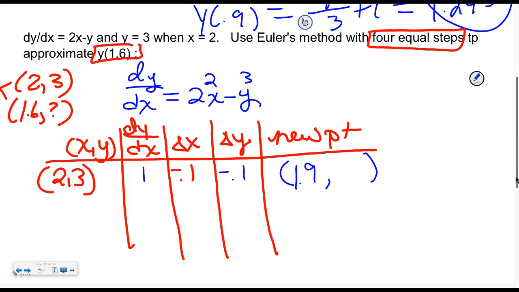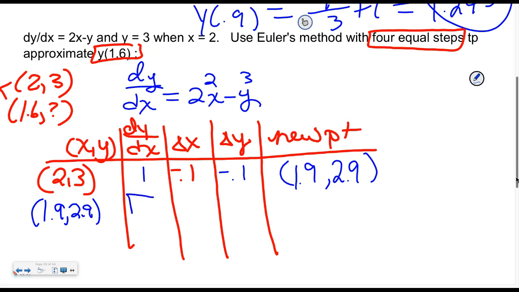And then how about my new point over here? 2.9. What does that mean I do right there? I do the whole process over again. I hop to that point, and then I tweak the slope of the curve right below it or above it. It depends on where I'm sitting. I'm actually right below. And I'm going to do my new slope. How would I find that?